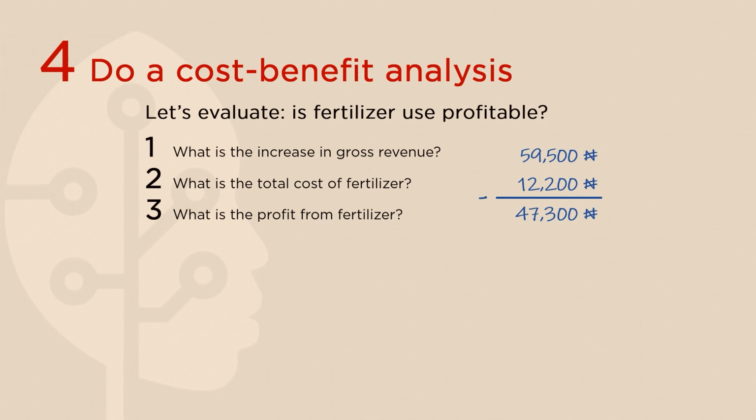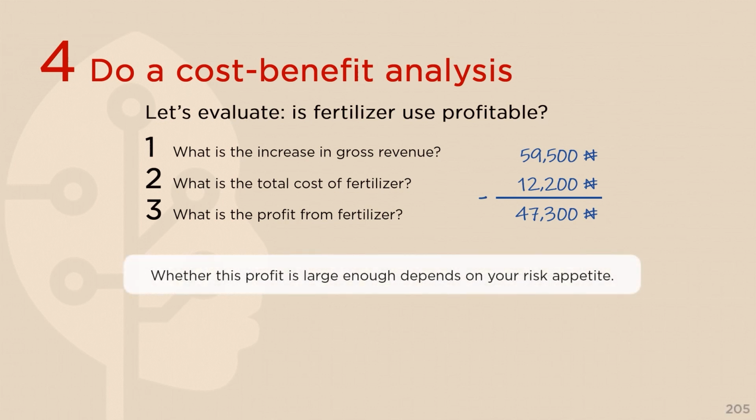But this value is an estimation. It may be smaller or larger depending on how you manage your crop, depending on the weather in the upcoming season, and depending on the price of cassava at the time of harvest. Whether this expected profit is large enough depends on your risk appetite. Your risk appetite means to what extent you can afford to make investments and like to take risks.